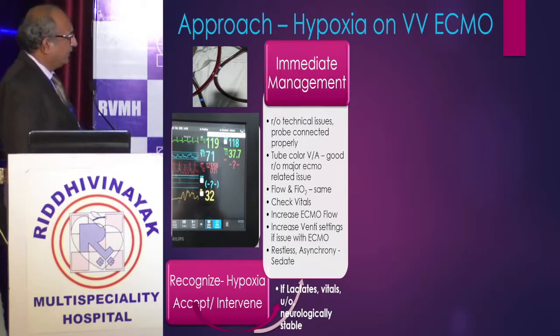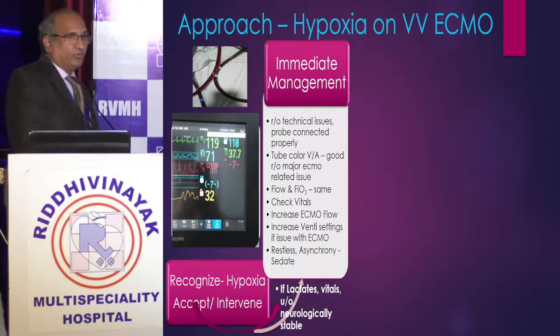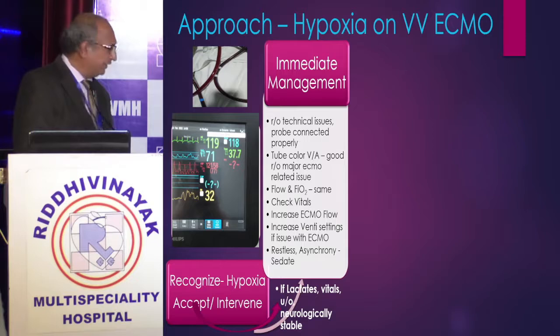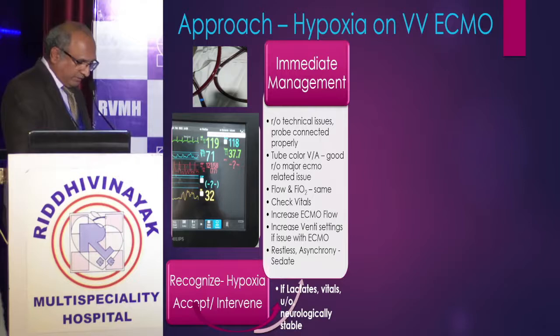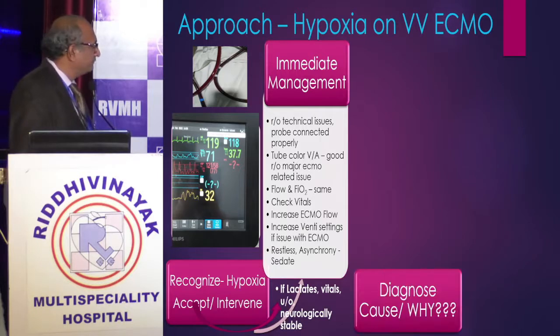Check vitals. Increase ECMO flow. Increase ventilator settings if the issue is with ECMO. If you feel that ECMO is not working well, you might have to go up on the ventilator settings, but otherwise it is not required. You can increase the ECMO flow if you feel that you require to intervene. And if the patient is restless or asynchronous, just sedate the patient.